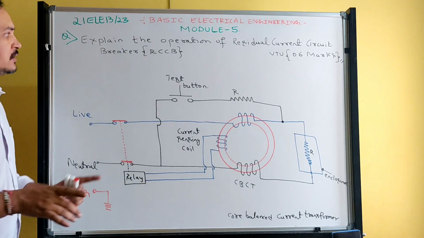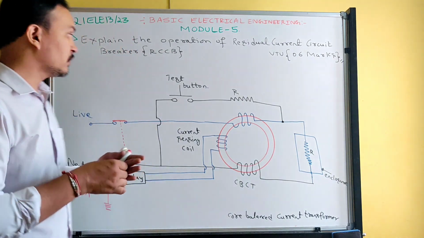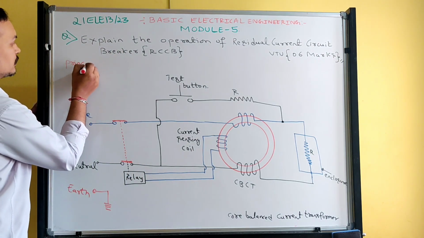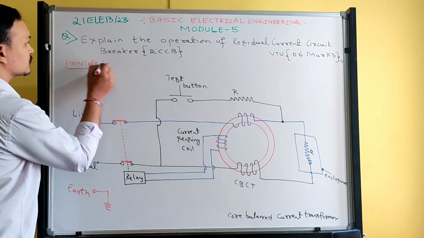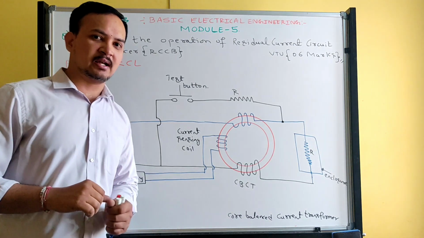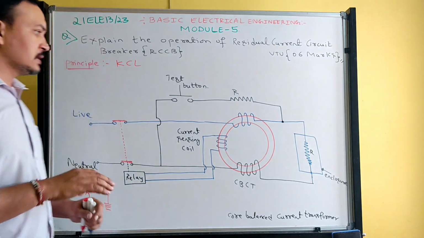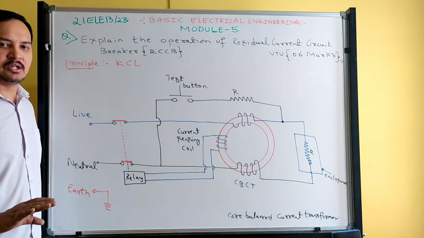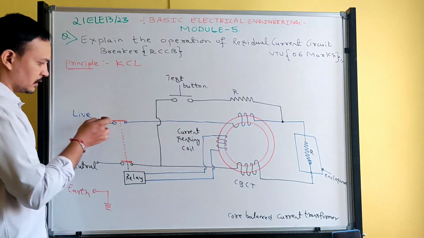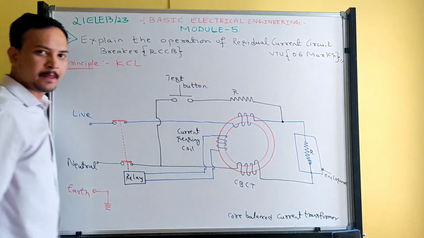Keep in mind, the residual current circuit breaker works on the principle of Kirchhoff's current law, KCL. KCL states that entering current is equal to outgoing current. Look here. Under normal working condition, this is the load. The load is connected to the live wire, and neutral is connected to another terminal of the load.